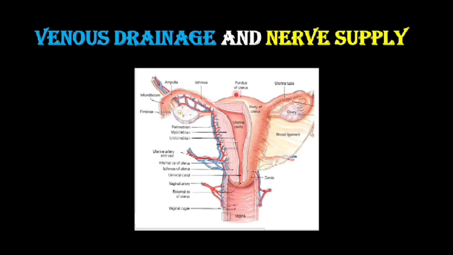The venous drainage: the veins correspond to the arteries and drain into the systemic veins via the uterine veins and the ovarian veins. And beneath the peritoneum of the rectouterine pouch, you have a portocaval anastomosis between the uterine veins and the superior rectal veins.